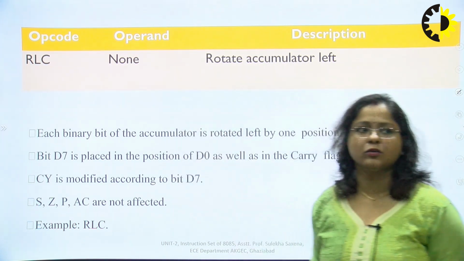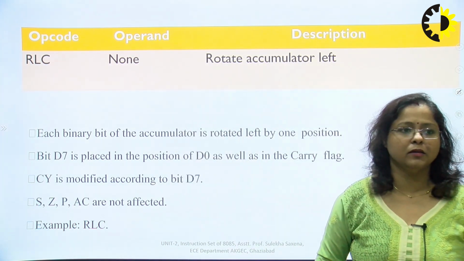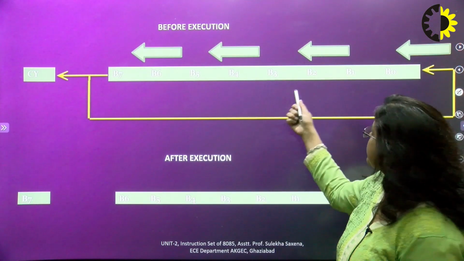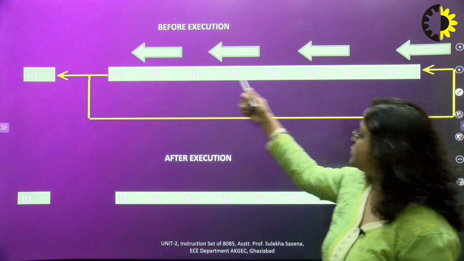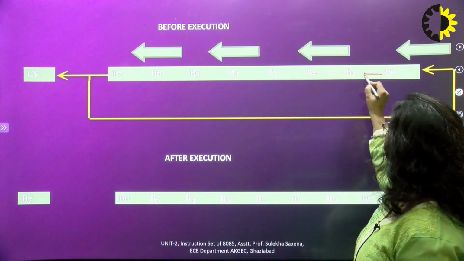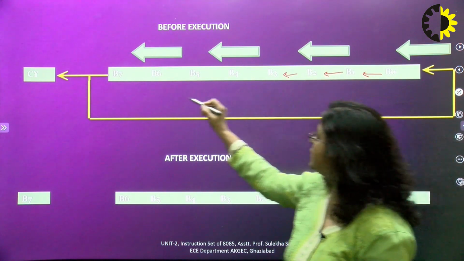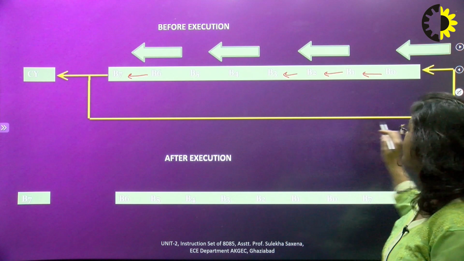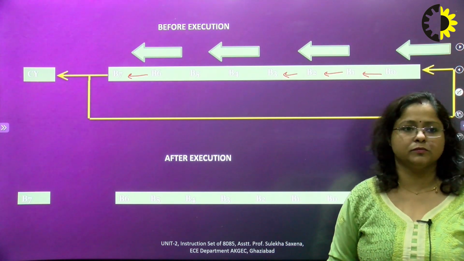Rotate instruction will rotate the data of accumulator either through left or right direction. RLC will rotate accumulator to left without carry flag. Let the accumulator data be B0 to B7. So RLC will shift the data B0 to B1, B1 to B2, similarly B6 to B7. B7 will be updated in carry flag and also to B0.